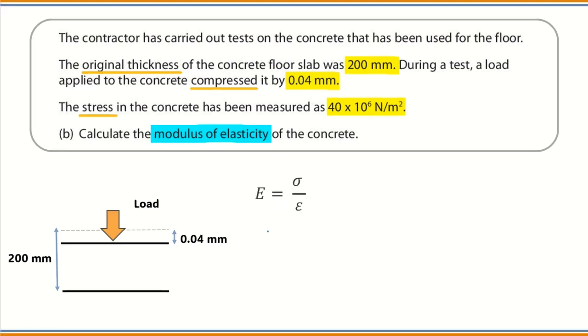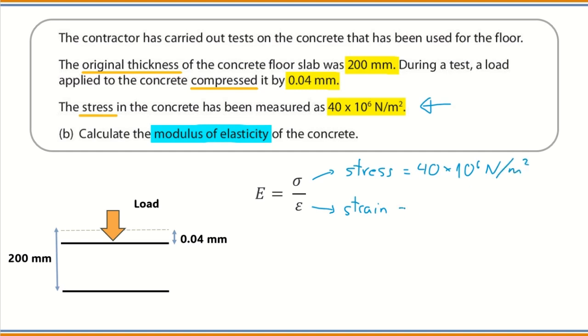The formula of the modulus of elasticity is this. E equals sigma, which is the stress, over epsilon, which is the strain. We know the stress because it's in the question. So the stress is 40 times 10 to the power of 6 newtons per meter squared.